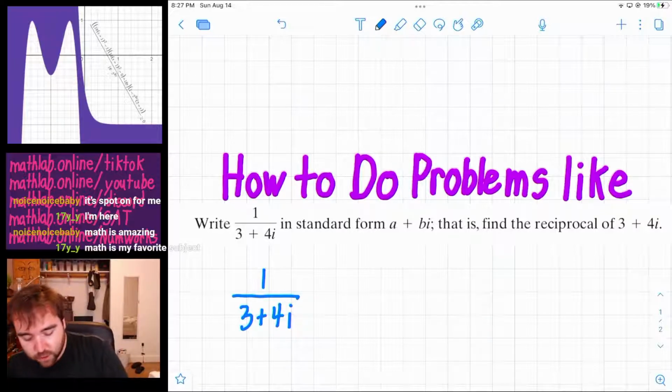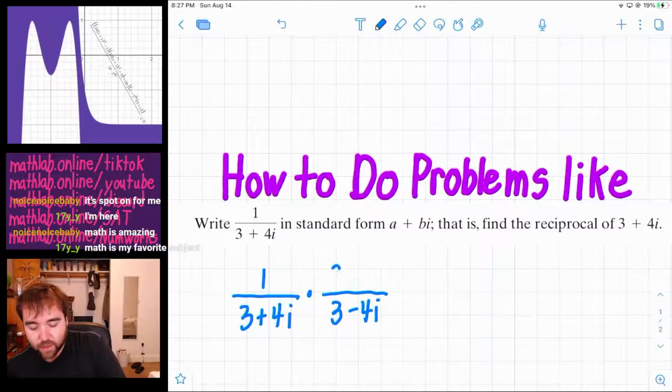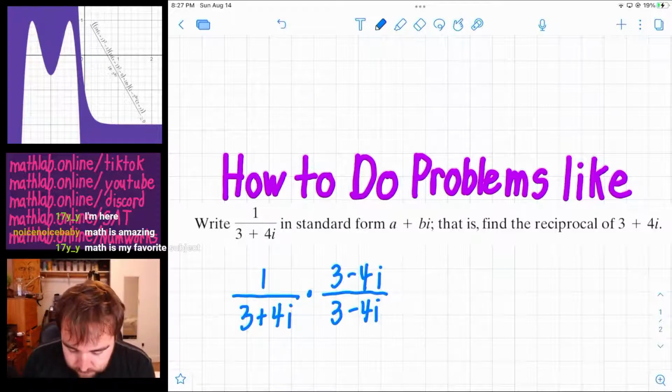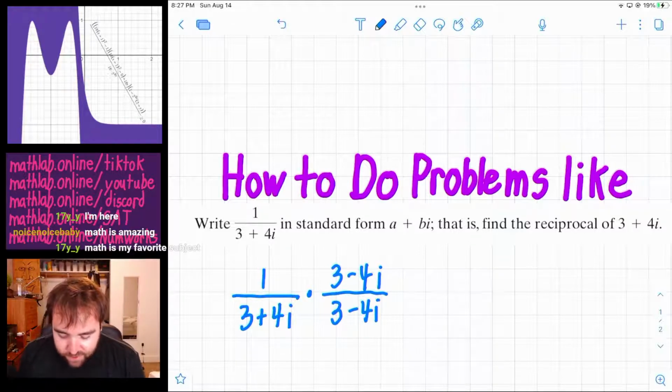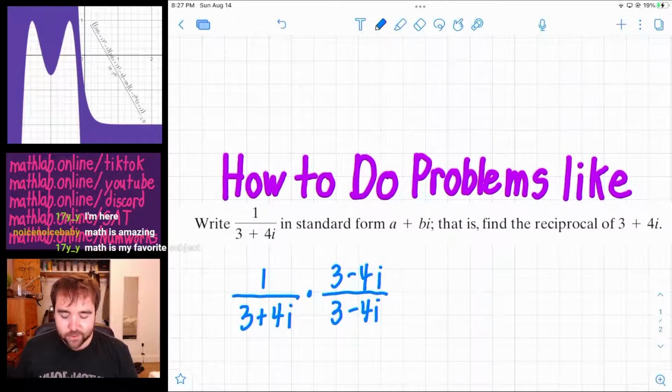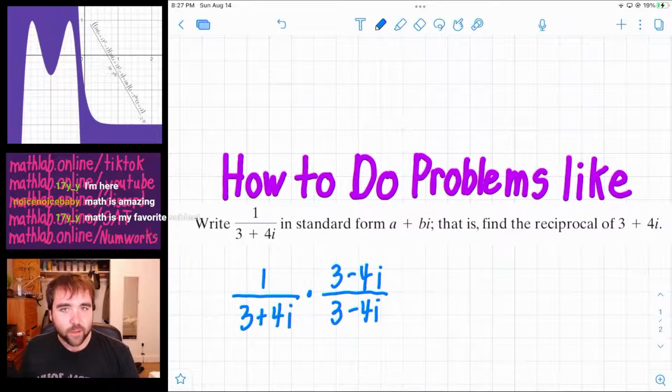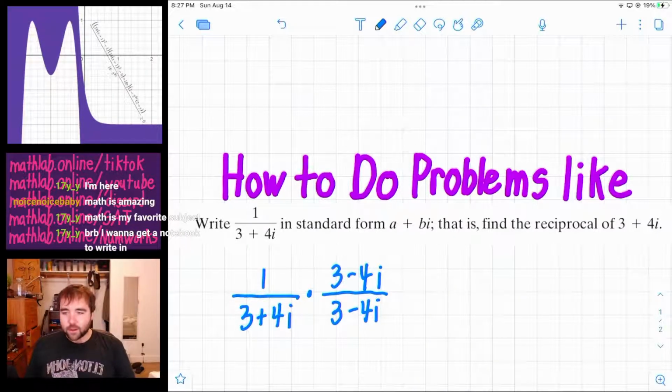And so look at what we're going to do. We want to multiply the bottom by 3 minus 4i, but we can't just do that. If we multiply the top by 3 minus 4i as well, look at what happens. This is always one of the more beautiful things for me. We're multiplying by 3 minus 4i over 3 minus 4i. But what is 3 minus 4i over 3 minus 4i? That's 1.